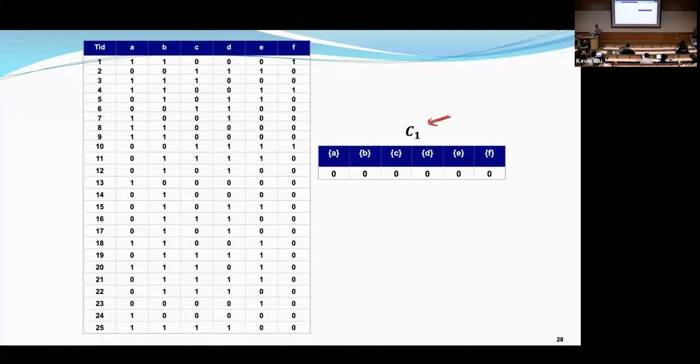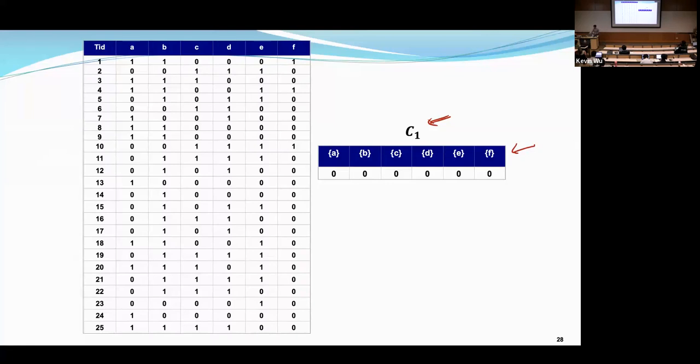In our toy example, there are 6 items carried by the supermarket, namely A, B, C, D, E, and F. Each one of them forms a 1-item set. So C1 looks like this. And we prepare 6 counts, 1 for each size-1 item set.